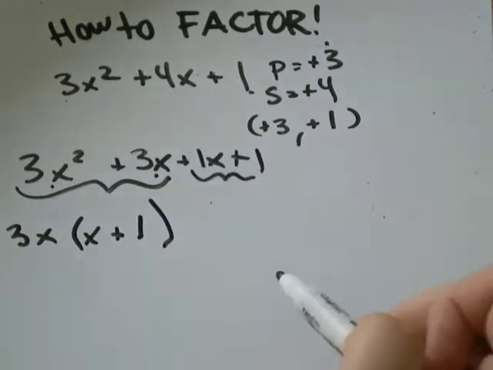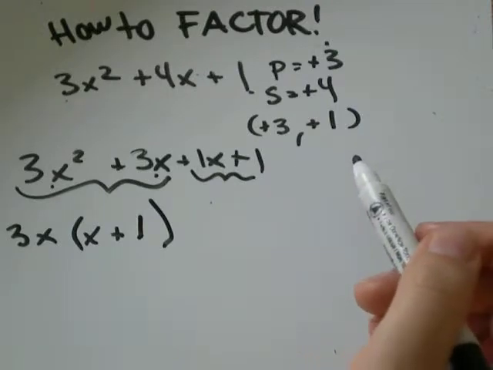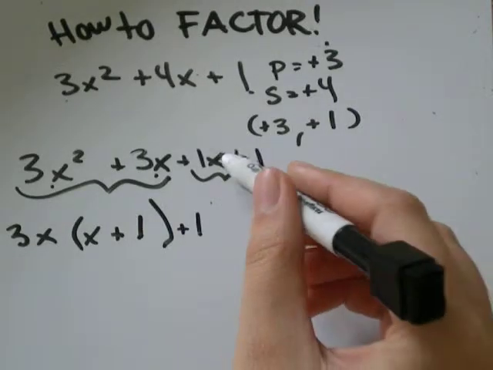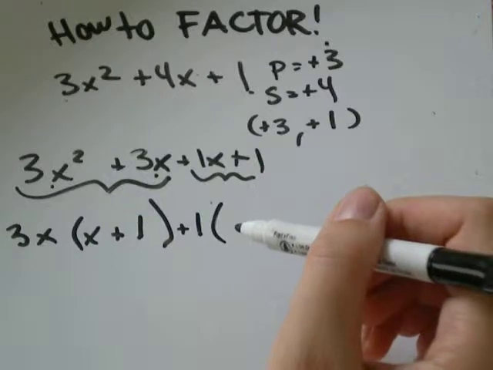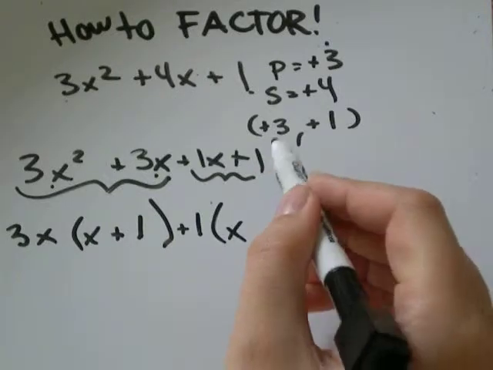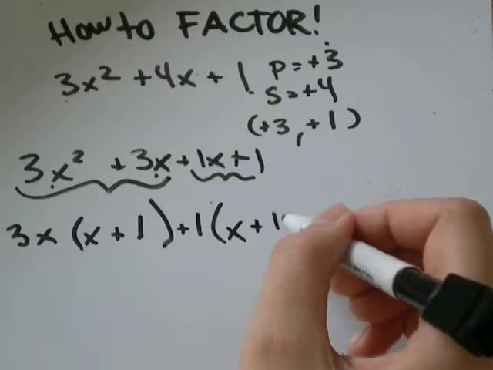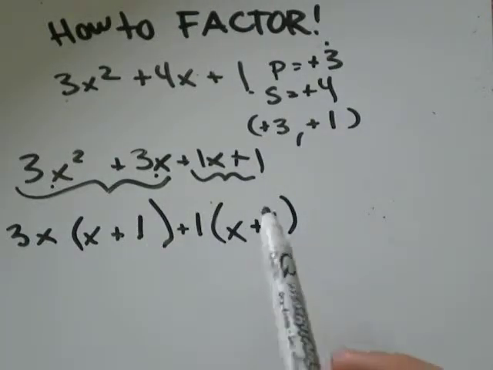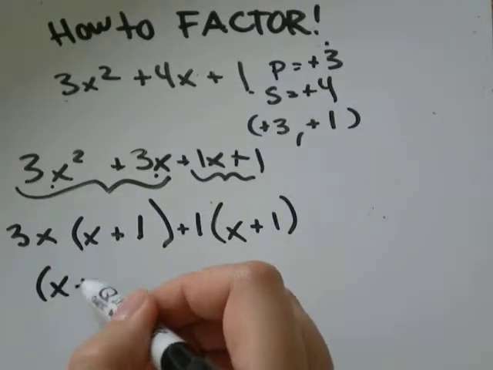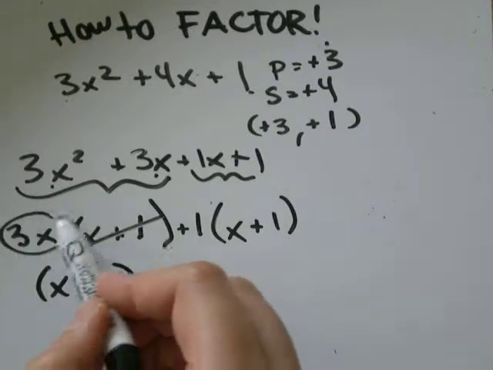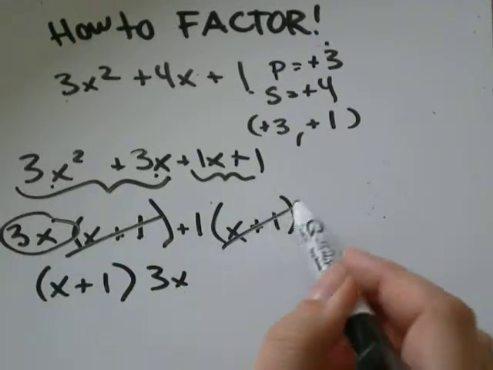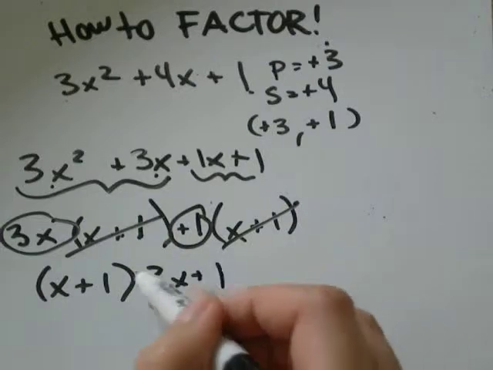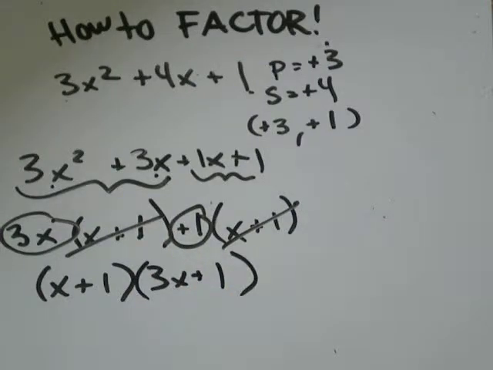What do these two terms have in common? They just got a 1 in common. If I divide 1x divided by 1, I just get x. Positive 1 divided by positive 1 is just 1. What's in these sets of brackets is exactly the same, so that's good. So let's factor that out. We get rid of that, we're left with 3x. Get rid of that, we're left with 1x. So that's your answer, x plus 1 times 3x plus 1.